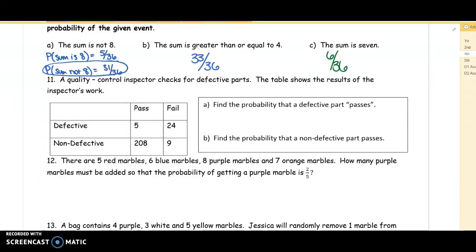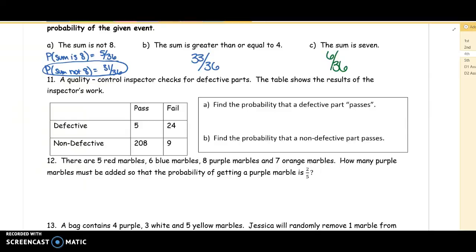A quality control inspector checks for defective parts. The table shows the results of the inspector's work. So he inspects a bunch of parts. There are some that eventually are found to be defective. Of the parts that are found to be defective, 5 of them passed his inspection, 24 of them failed his inspection. Of the parts that ended up being non-defective, 208 passed his inspection, 9 of them failed his inspection.